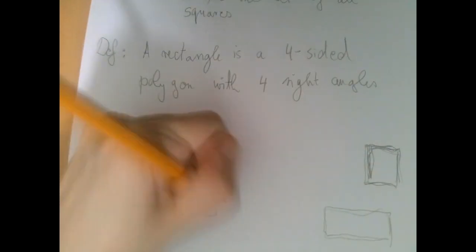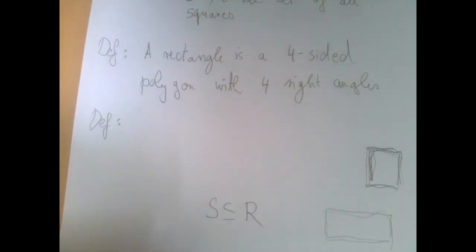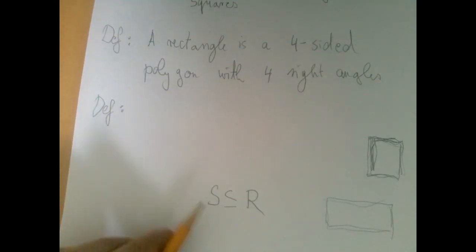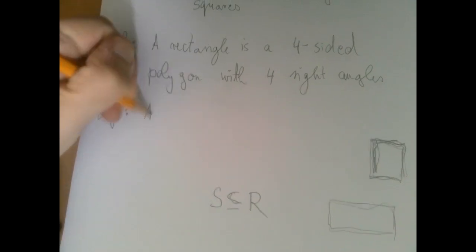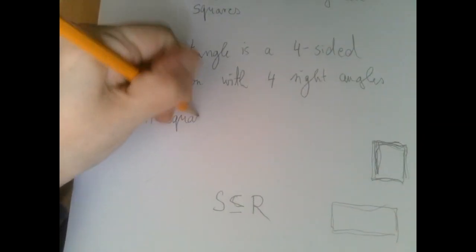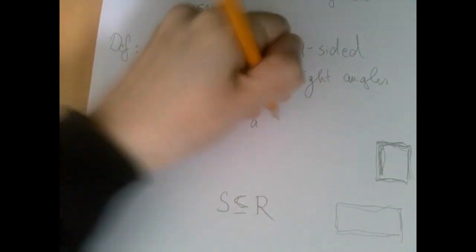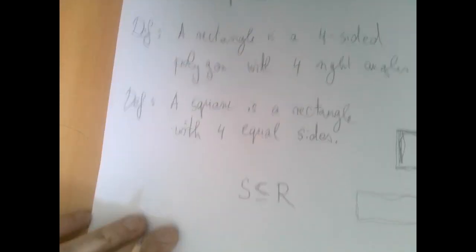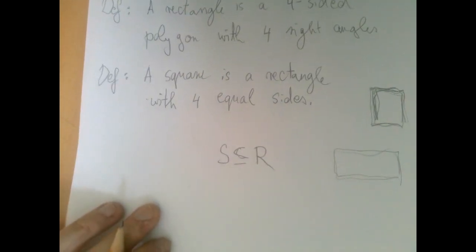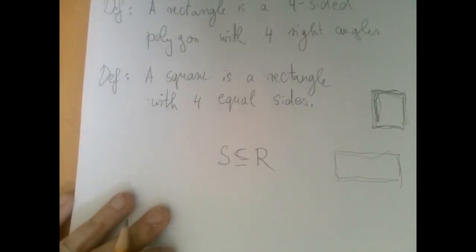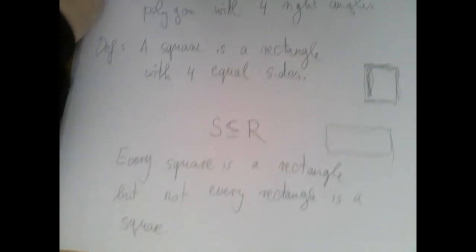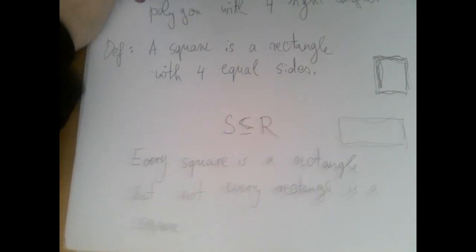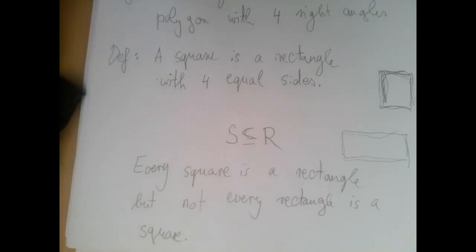So right here, the set of all squares is a subset of the set of all rectangles. So a square is a rectangle with four equal sides. So that subset, that is the same to say that every square is a rectangle, but not every rectangle is a square. So that's a classic case of subsets. Every square is a rectangle, but not every rectangle is a square.